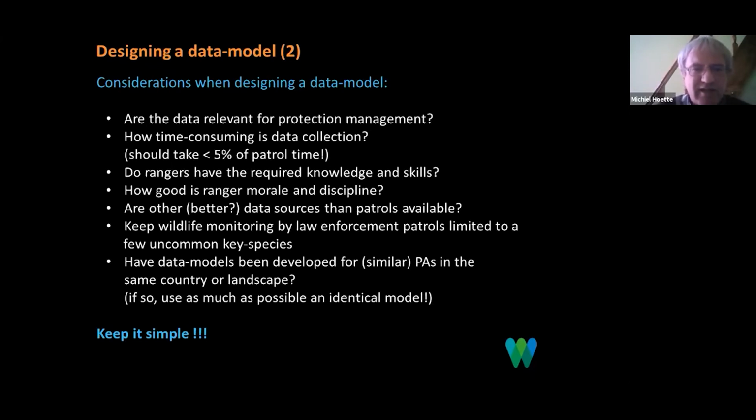In any case, I often think data collection becomes very tiresome for rangers if you include monitoring of ungulates, and especially ungulate tracks, because they usually come across them all the time, and that makes data collection very tiresome for them. And obviously the last point is, if SMART already operates somewhere in the country, and especially in a similar landscape, have a look at those data models, and if possible, use almost identical models, especially in the same landscape with the same type of problems and wildlife.